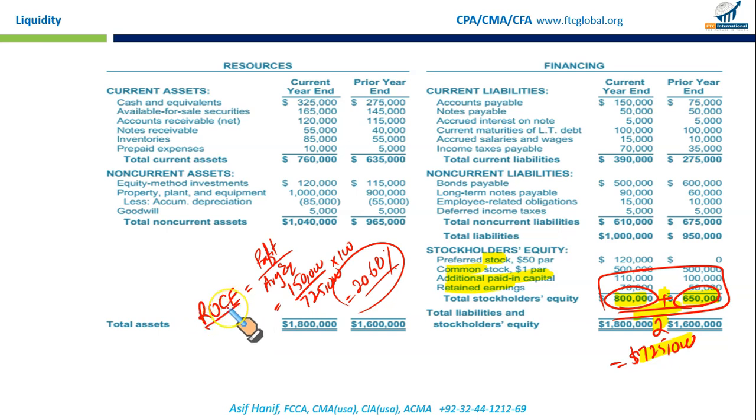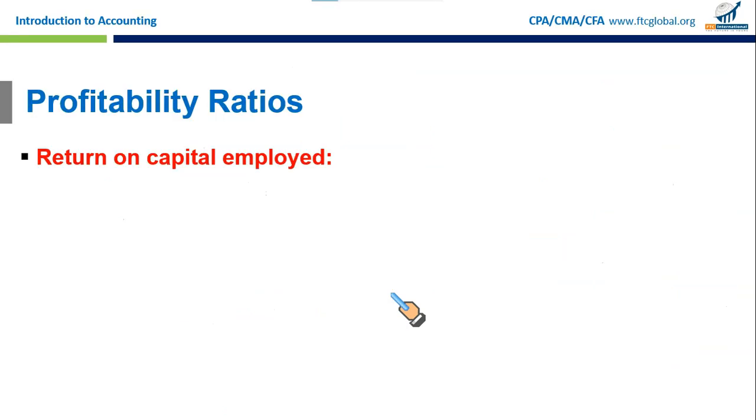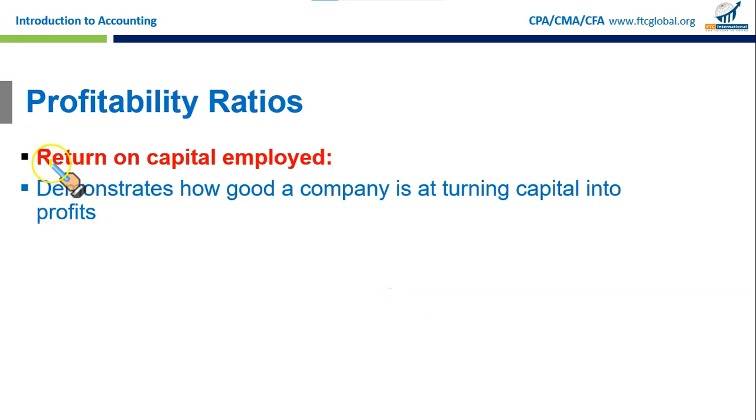So return on capital employed, return on ordinary shareholders, return on common equity. There are many alternative terms used, and this is one of the most frequently used profitability ratios. Going a step further, return on shareholder equity was calculated. Now we need return on the capital employed. So this ratio demonstrates how good a company is turning capital into profit.